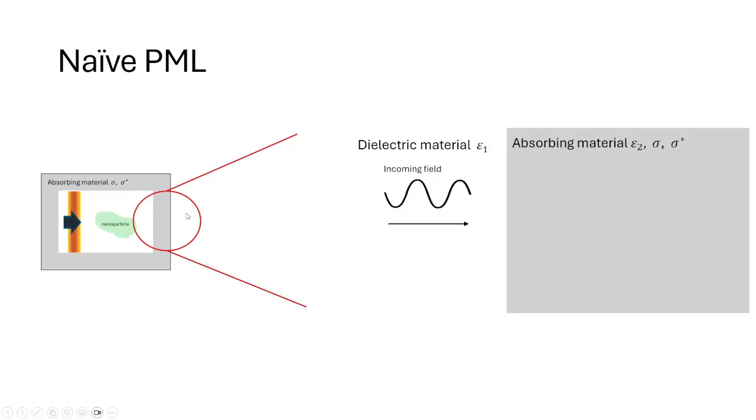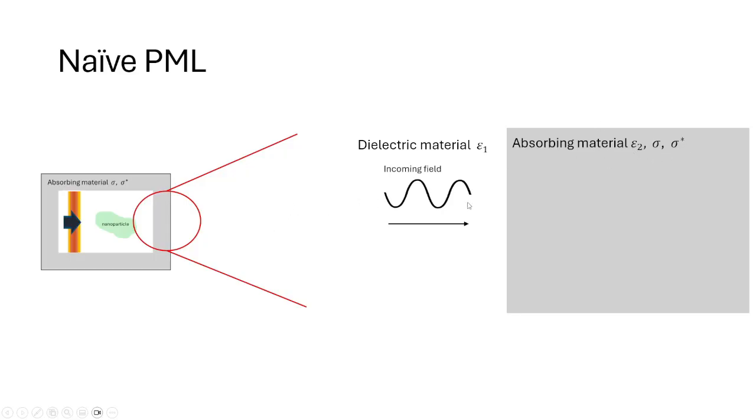So to simplify things, I'm just going to look at the far right-hand boundary over here. So I'm going to zoom in on that. So we have two regions. We have this white dielectric region over here, and that's just the white region inside of the domain. And then we have our absorbing region over here. And to be general, I'm going to say that the absorbing region can have a permittivity of epsilon 2, which we don't know yet. And it's also going to have conductivities sigma and sigma star, which we also don't know yet.